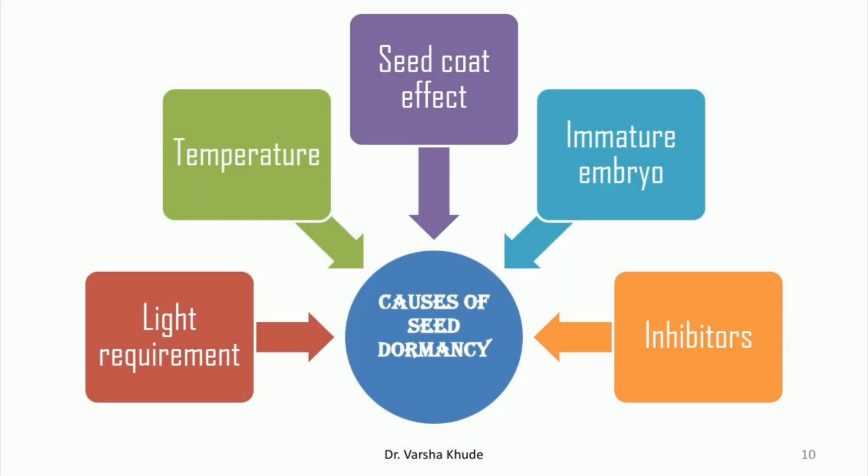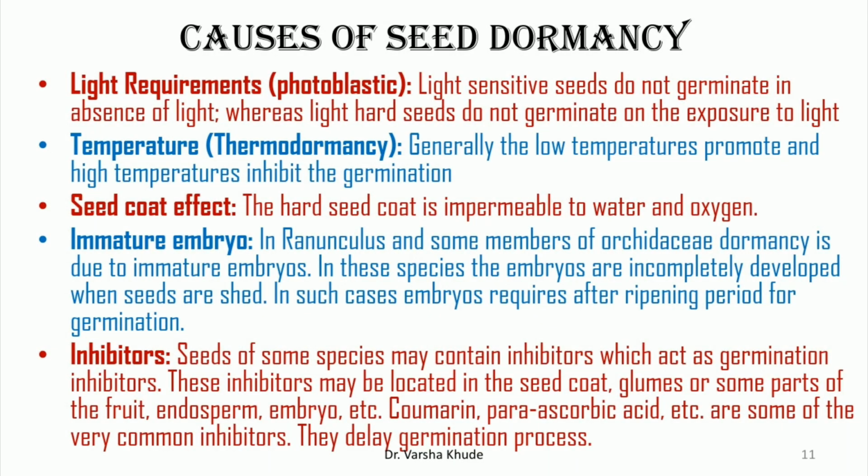Causes of seed dormancy. Following are some of the causes of seed dormancy: light requirement, temperature, seed coat effect, immature embryo, and inhibitors. Let's study one by one the causes of seed dormancy. First, light requirement. Some seeds require a definite light treatment before their germination. Such seeds possess inhibitors, which are disintegrated by light. Seeds which respond to light are photoblastic. Light-sensitive seeds do not germinate in absence of light, whereas light-hard seeds do not germinate on exposure to light.